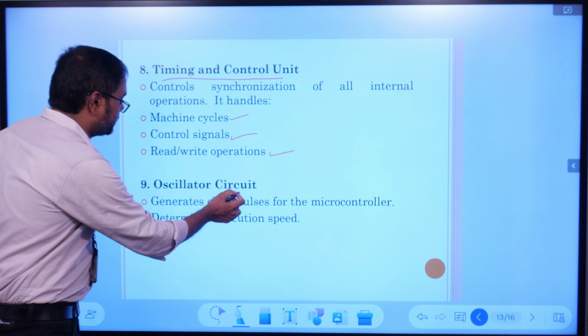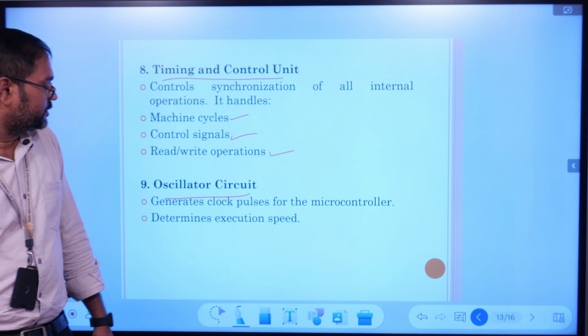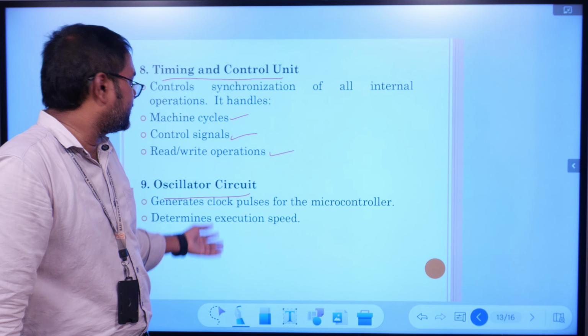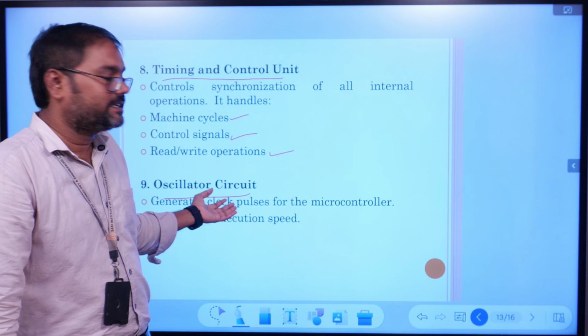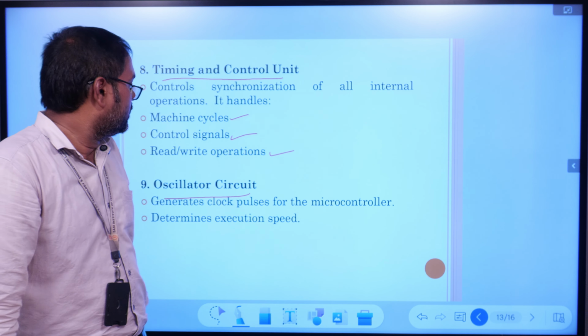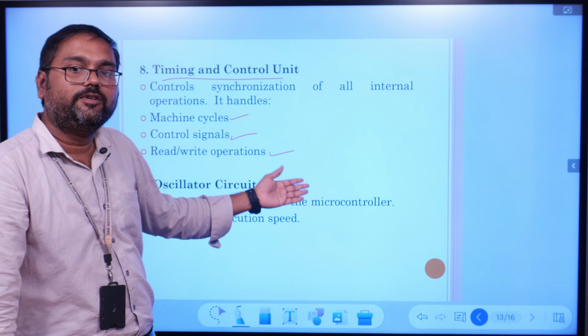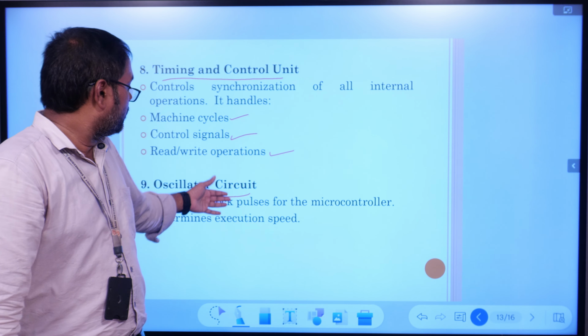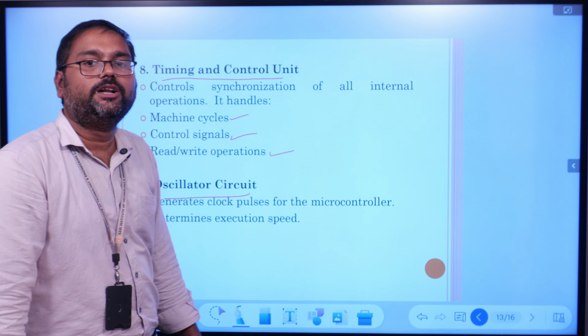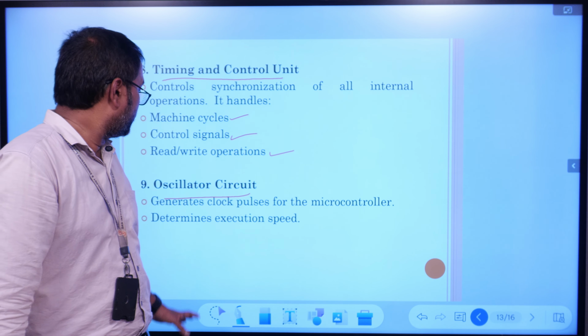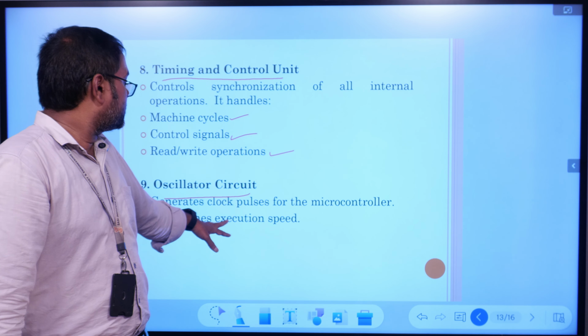And the next one is the oscillator circuit. This oscillator circuit generates the clock pulses. Generally we use a crystal oscillator here. The crystal oscillator will generate pulses of time, that is the clock pulse. The speed of the microcontroller depends on this clock pulse. When the clock pulse frequency is higher, the speed of operation of the microcontroller is higher. So simply the execution speed of the microcontroller depends on the clock frequency of the crystal oscillator. So this is about the oscillator circuit.